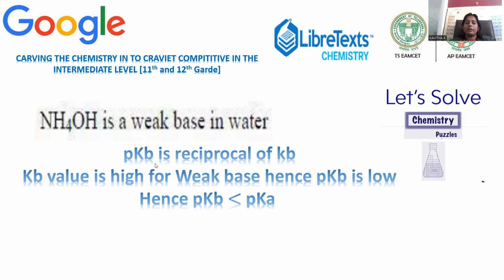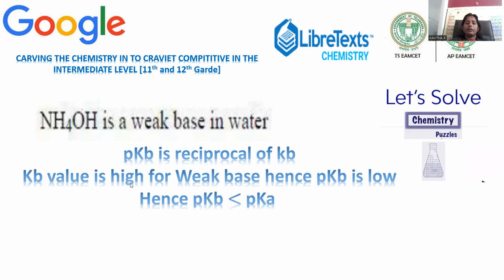Okay, so pKb is related reciprocally to Kb. If Kb values are higher, pKb values are lower. If pKb values are higher, Kb values will be lower. This is the reciprocal relation you can find between pKb and Kb. So negative log of Kb is called pKb.